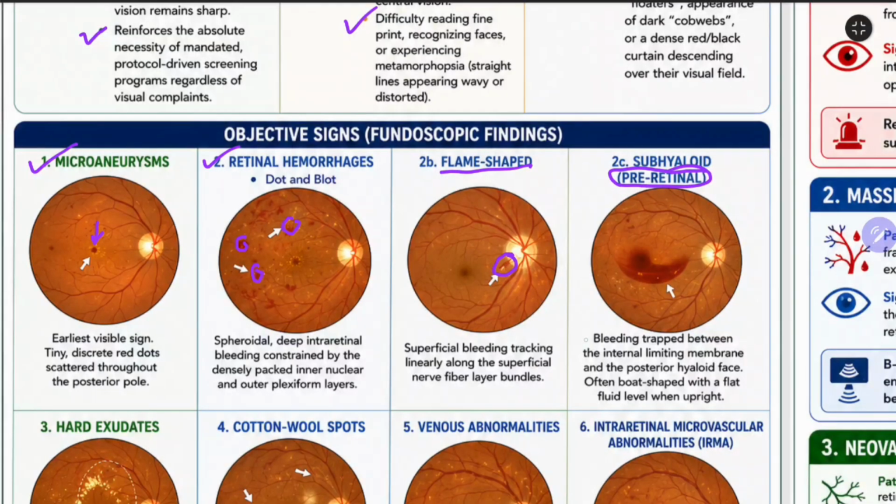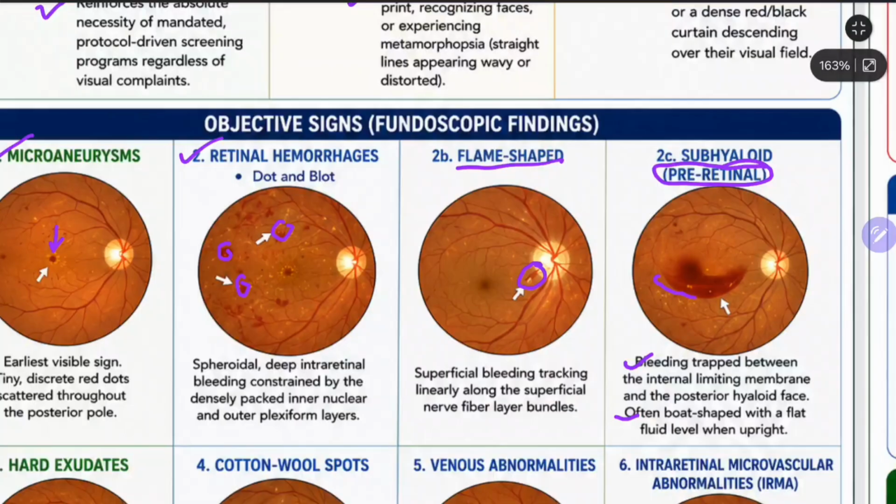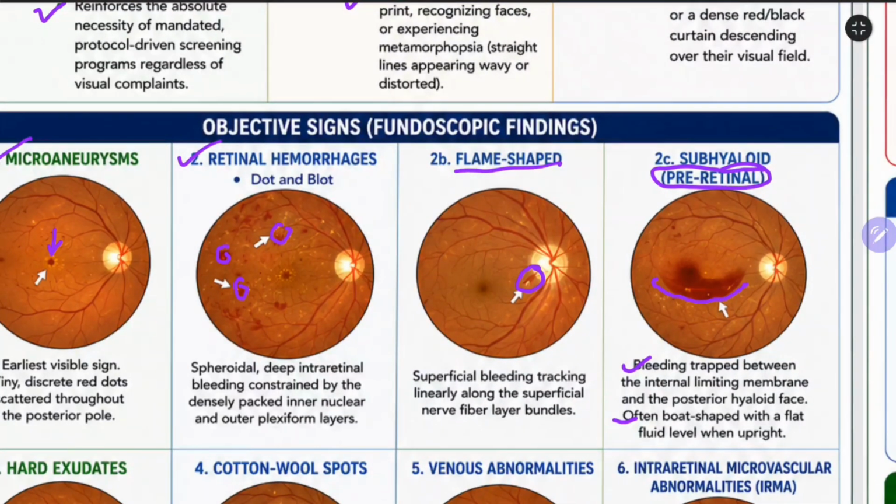So what is pre-retinal hemorrhage? Bleeding trapped between the internal limiting membrane and the posterior hyaloid face. Often it is boat shaped with a flat fluid level when upright. You can see in this image also, it is boat shaped, and at this point I can show you, this is the fluid level which you can see.